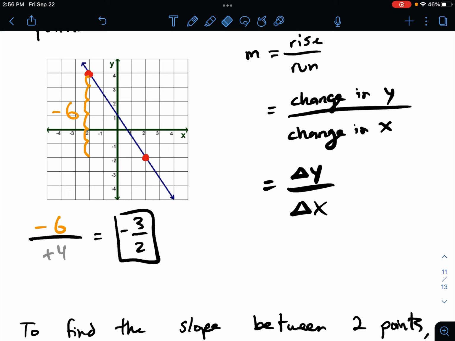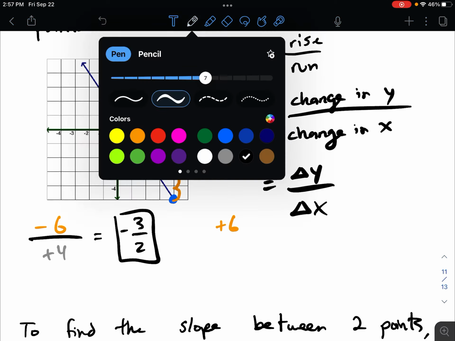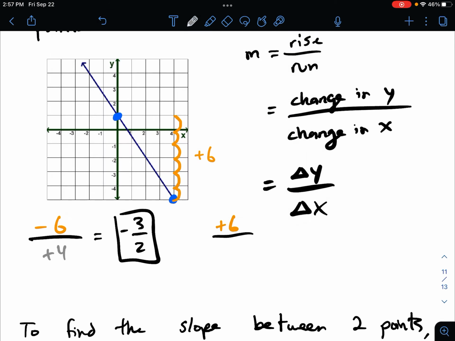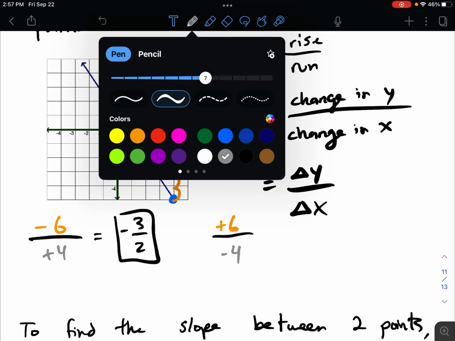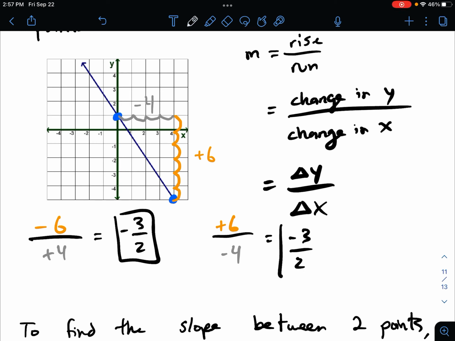Now I can try it a different way. I can pick 2 other points, it doesn't even matter. We'll get rid of the red dots. Let's pick the point right here, and then this point right here. Two separate points. And maybe this time I start at this point here. So I'm going to go up 1, 2, 3, 4, 5, 6. So I'm going up 6, that's a +6. And then I'm going to the left, 1, 2, 3, 4. I'm traveling left, which is negative. So we still get -3/2 once we reduce this. Either way, you should get the same answer once you reduce.